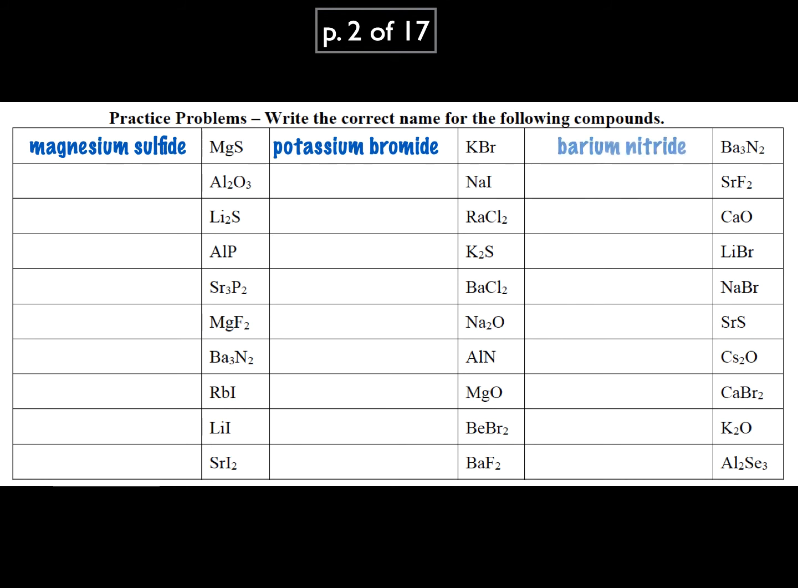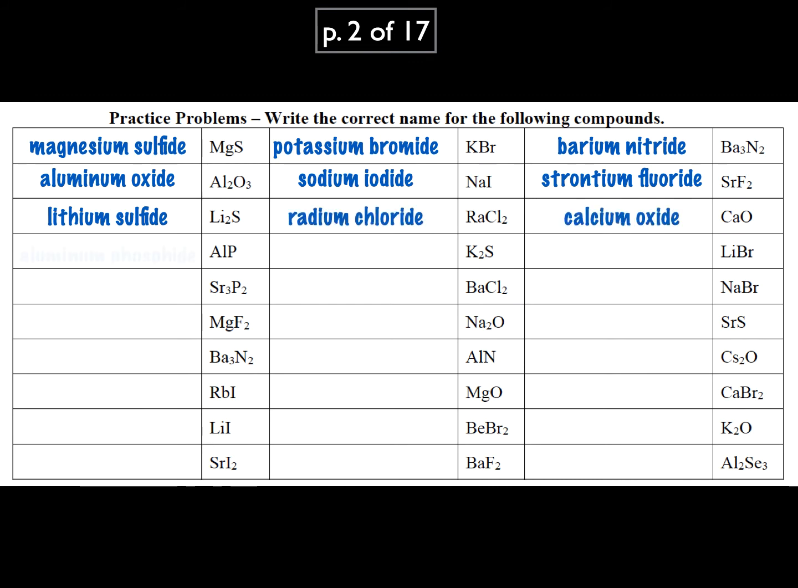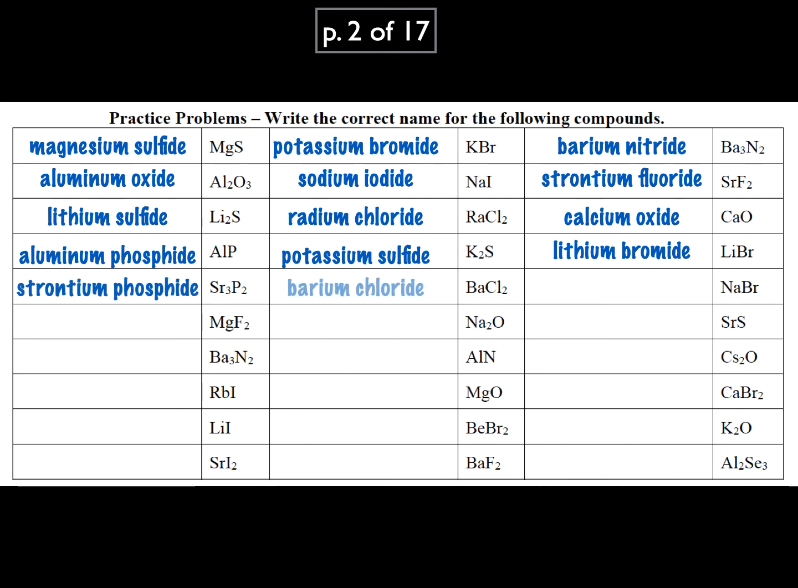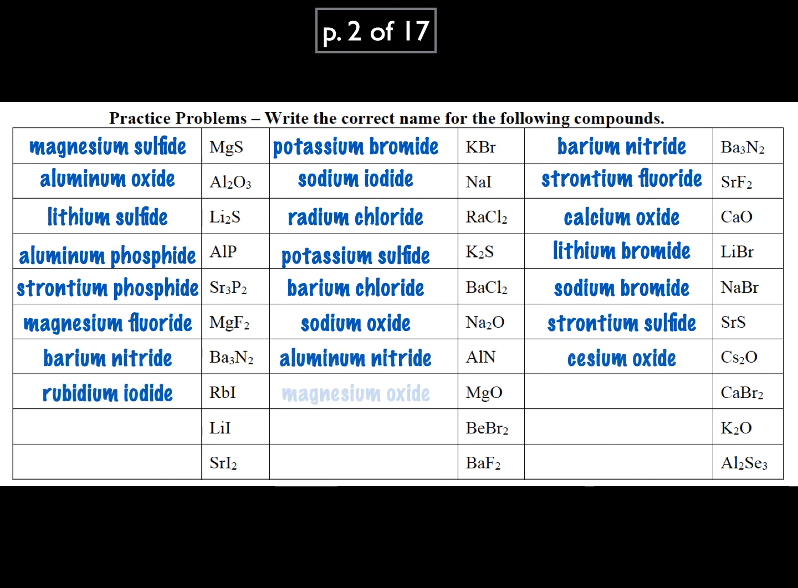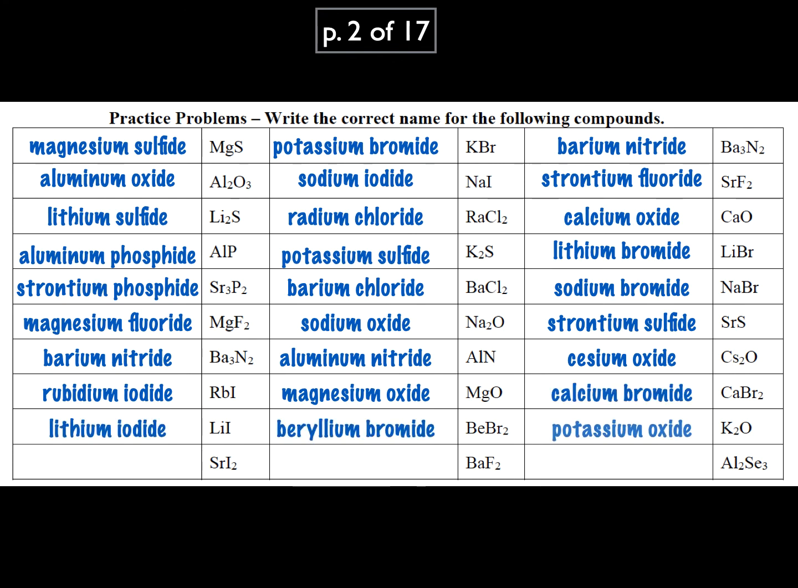Okay, I'm going to let these roll, and you'll notice each one of these is written as the name of the metal, followed by the name of the nonmetal with the -ide suffix. So, for example, Na2O, sodium oxide, Ba3N2, barium nitride, MgO, magnesium oxide, BeBr2, beryllium bromide, strontium iodide, barium fluoride, aluminum selenide. Use these to check your work.